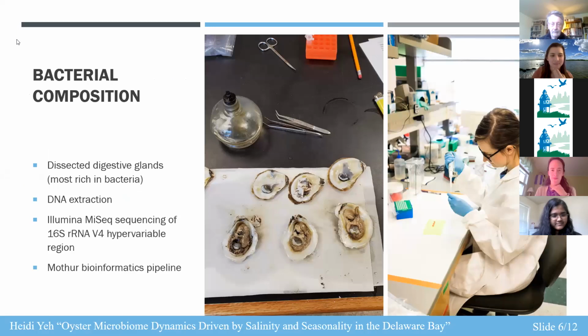With the collected oysters, digestive glands were dissected out. This is one of the tissues with the highest bacterial abundances in the oyster and also has a more stable bacterial community. DNA was extracted and the 16S rRNA V4 hypervariable region was sequenced with the Illumina MiSeq to identify the bacteria found therein. I performed the bioinformatics with the mothur pipeline and various R packages.